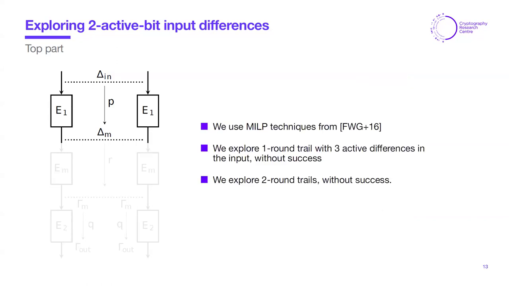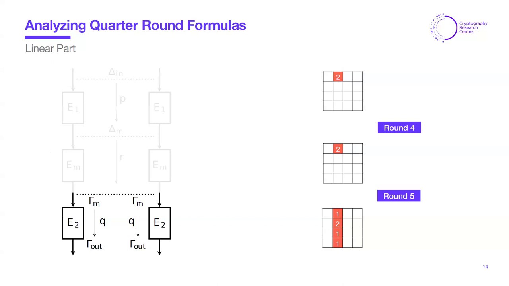Then we explored other things in order to try to improve the top part. As for example, instead of starting with two active differences, we tried to start with three active differences, and we also explored two round differential traces, but these attempts didn't help to improve the state of the art. So let's skip for now the middle part, and let's move on to the bottom part.